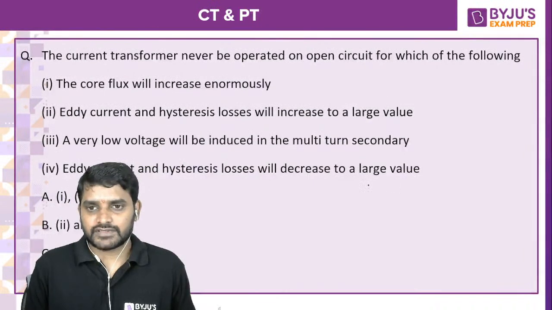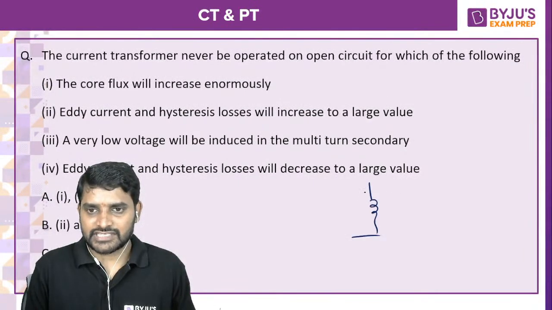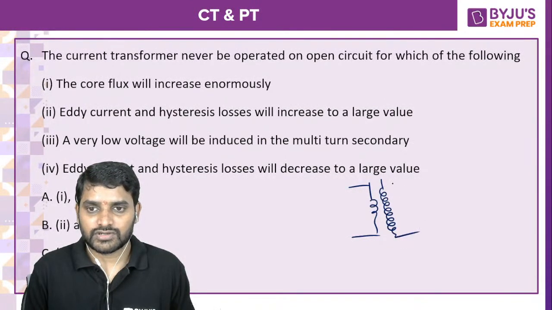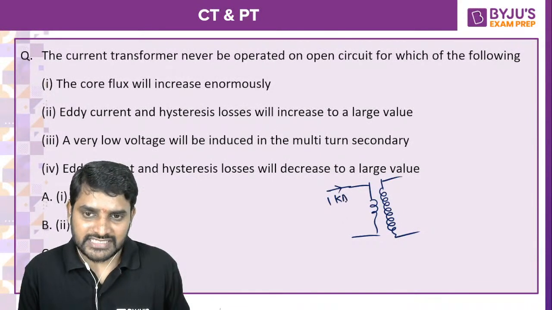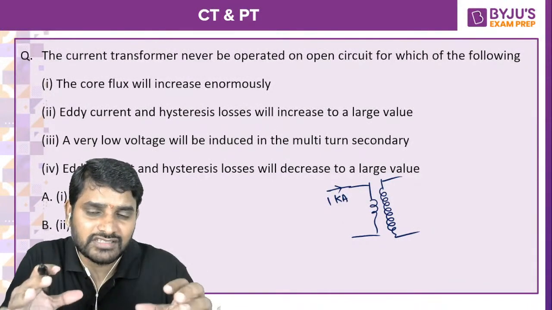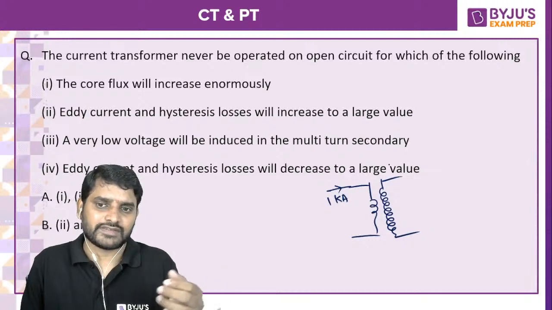So it is a current transformer. Generally, current transformer primary is going to be less turns, whereas secondary is going to be of huge turns. So do not open this one. If you open this one, what happens? The primary current is in the range of large value, that is 1 kiloampere, 2 kiloamperes, right?